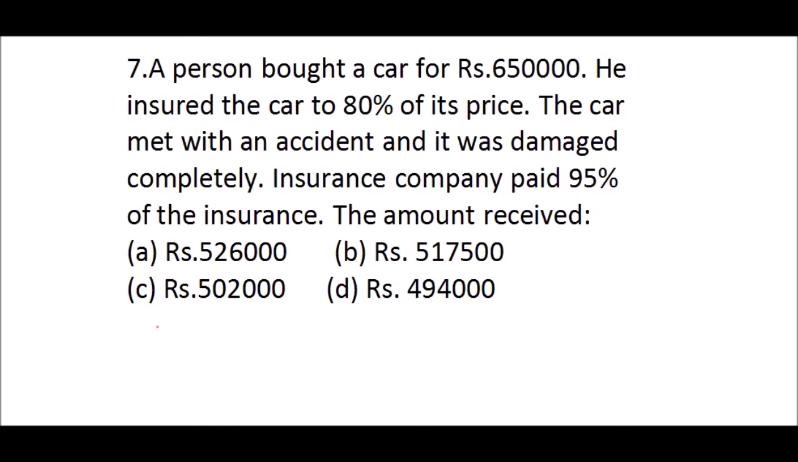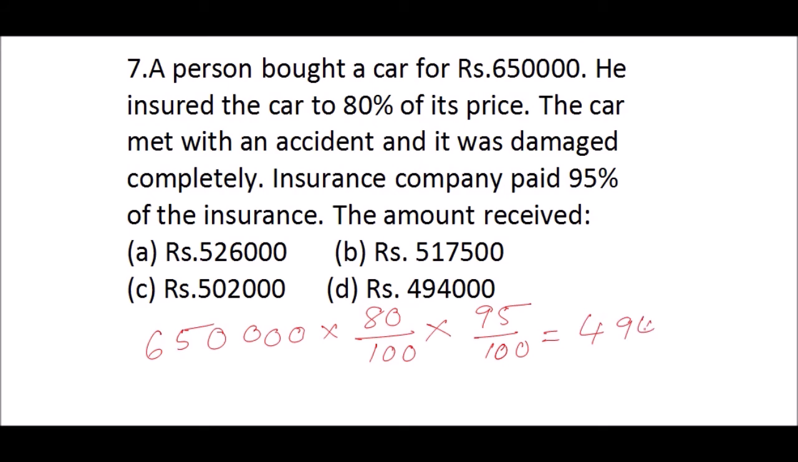That means the car value was 6,50,000 rupees. Now he insured for 80% only. Therefore, the insured amount is, if you multiply it by 80 by 100, this is the insured amount. But after the accident, the insurance company did not give the full insured amount. Therefore, 95% has been given to him. Therefore, you multiply it by 95%, and that gives you 494,000. Therefore, the option D is the correct option.